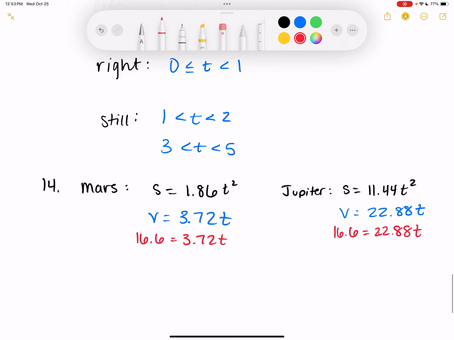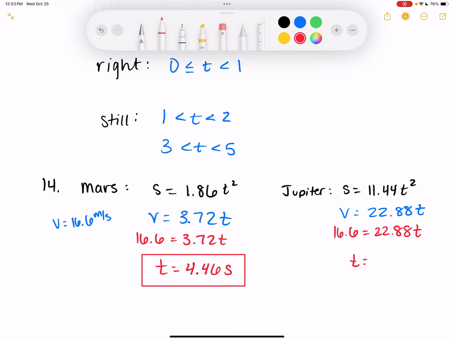And so T is equal to what for Mars? 4.46, is that what you said? Yeah. And don't forget units because we are dealing with something specific. So 4.46 seconds. Going to note over here that velocity is equal to 16.6. How about for Jupiter? 0.73 seconds.